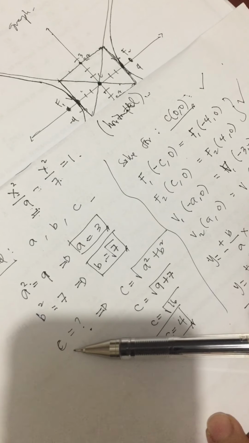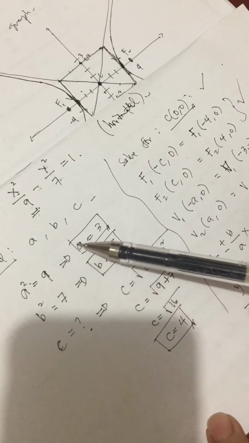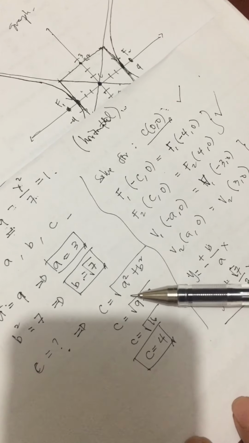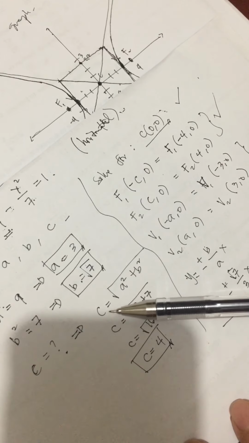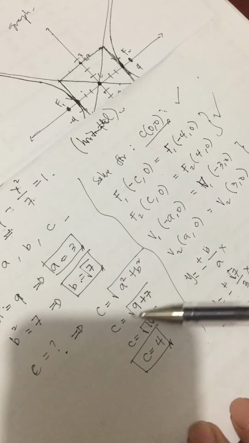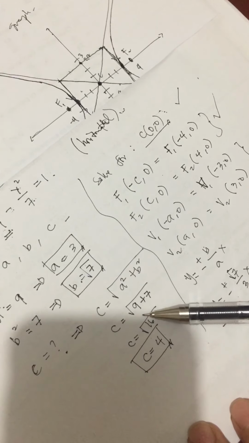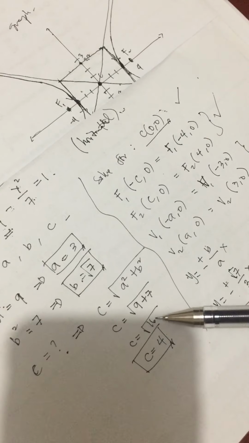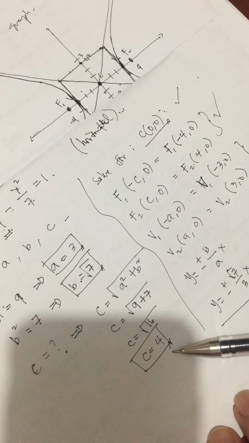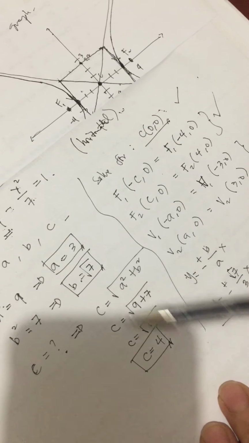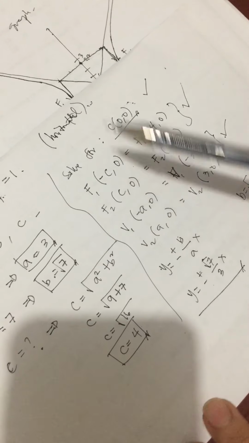We don't have the value for C, but we have the values for your A and B, so we can solve for C. Solving for C, we are going to make use of the formula C equals square root of A squared plus B squared. C is equal to square root of 9 plus 7, and then this becomes square root of 16. The square root of 16 is 4. You now have your C. Complete na yung A, B, C. Then, solve for the features.